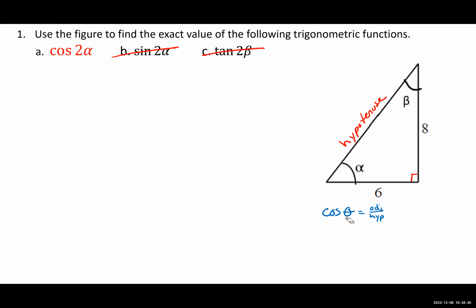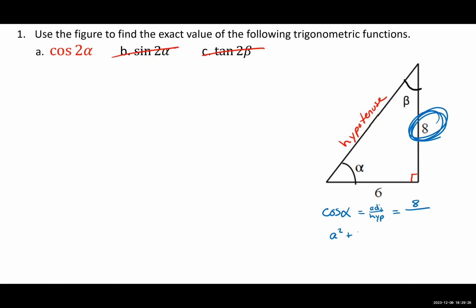Right? So if our angle is alpha, for this triangle, the adjacent side is 8. And the hypotenuse is, well, we don't know. What is the hypotenuse? We know the two legs of this triangle are 6 and 8. But what is the hypotenuse? If you're using a right triangle, you want to make sure you know all 3 sides. And to figure out that missing length, we can use the Pythagorean theorem.